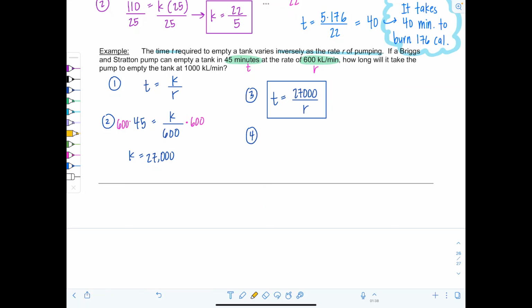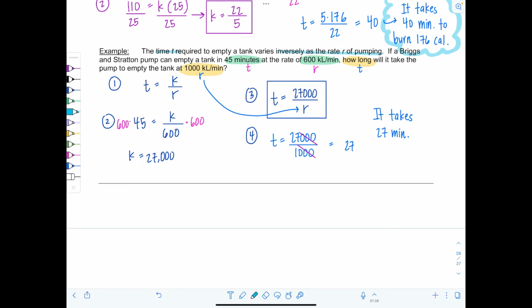And then we can go ahead and answer the question in part 4. It's asking us how long, so we need to find T, that's what we want to find, will it take the pump to empty the tank at 1,000 kiloliters per minute. So that represents the rate. That I'm going to plug in for R down here to find T. So T equals 27,000 divided by, the rate here is 1,000 kiloliters per minute. Oh my goodness, someone loved us. They gave us such nice numbers. We don't even need to get the calculator out. And we've got 27. 27 what? 27 minutes. Okay, good. So it takes 27 minutes.